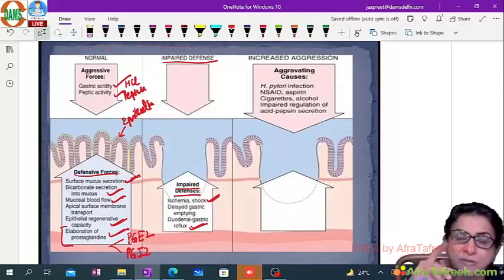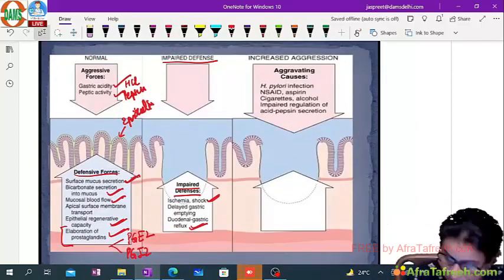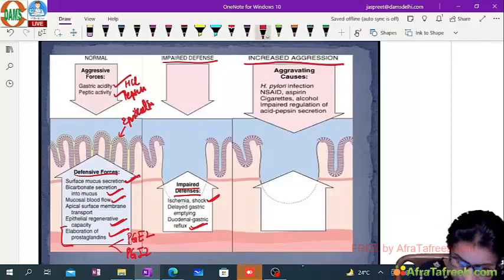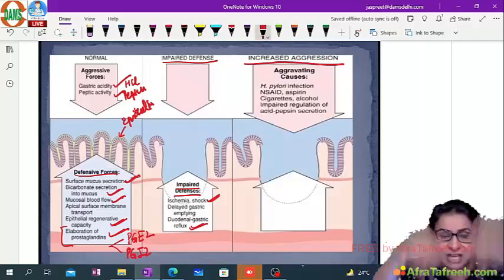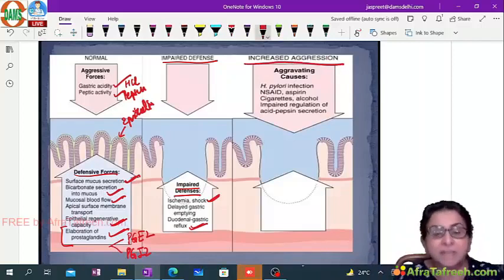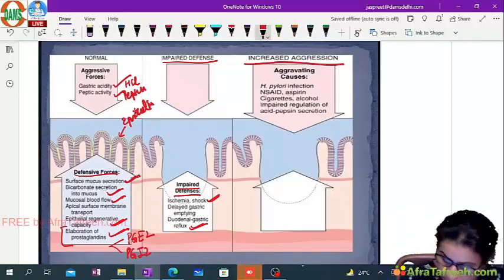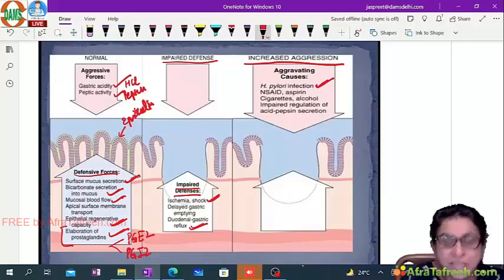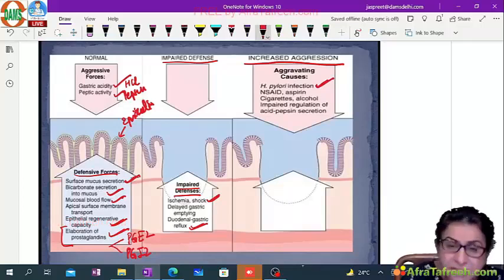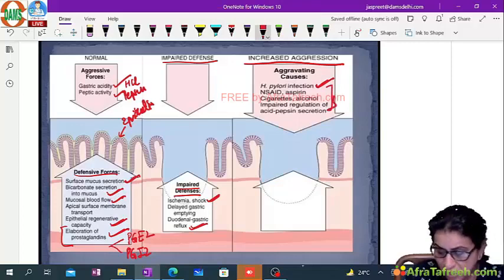Another cause for formation of ulcers in the stomach is increased aggression. Increased aggression means if gastric acidity increases or if peptic activity increases, then also. So here, number one cause is H. pylori infection. We will see what H. pylori does. Then NSAIDs, non-steroidal anti-inflammatory drugs like aspirin, cigarette, alcohol, and impaired regulation of acid pepsin secretion. So these are the aggravating causes which can cause damage to the gastric mucosa.